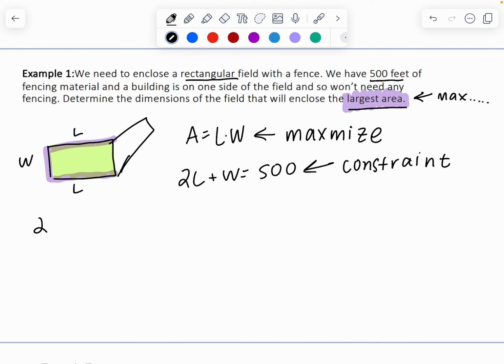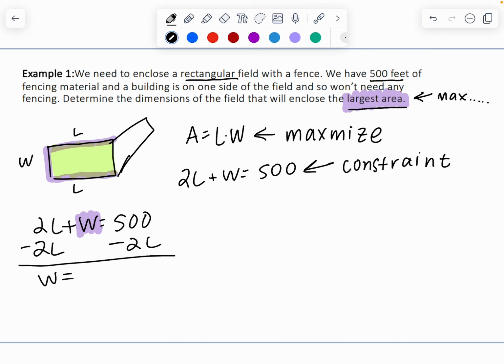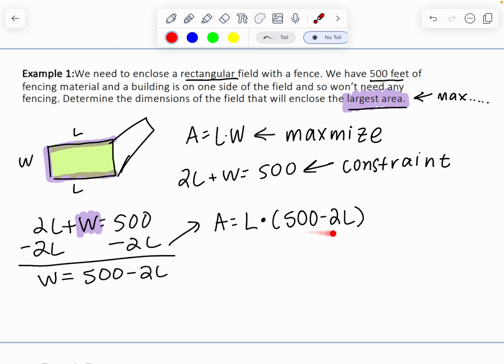And so what I'm going to do is I'm going to solve this equation for one of these two variables. Because W is already by itself, I'm going to go ahead and solve for W. So all I have to do to solve for W is subtract 2L on both sides, and I'll get W equals 500 minus 2L. Then I can go ahead and take my area equation, and to get this area equation down to one variable and to use our constraint equation in that equation, I'm going to replace W with 500 minus 2L. And so this is the equation that I'm going to have to use. So this is the equation that incorporates the thing I'm trying to maximize and our constraint right here.